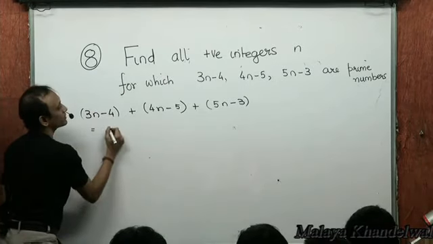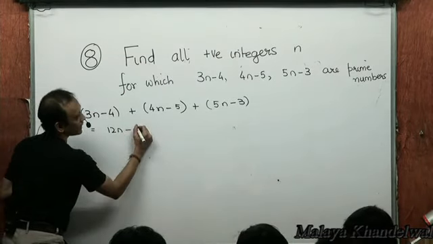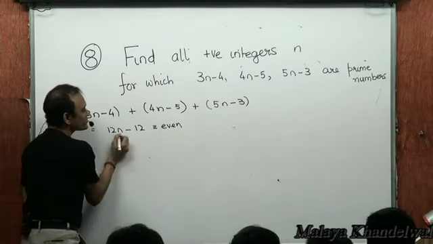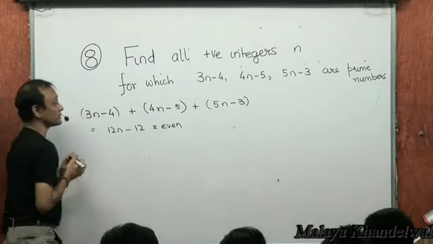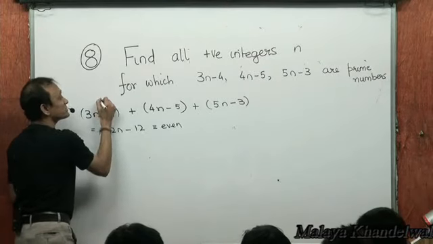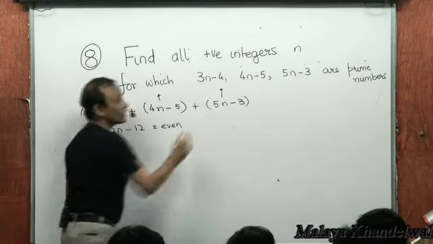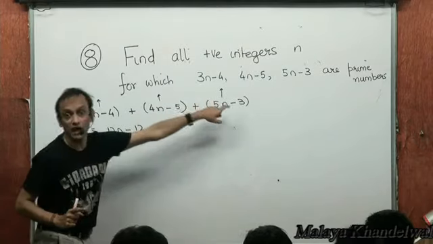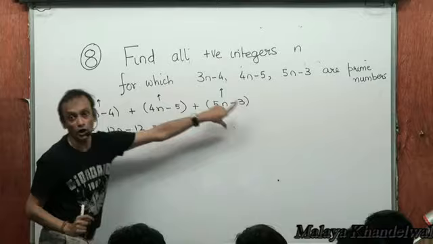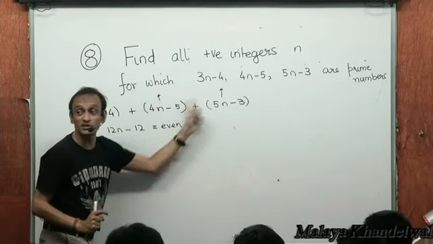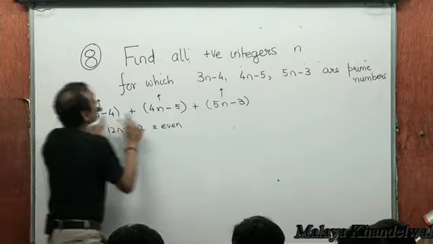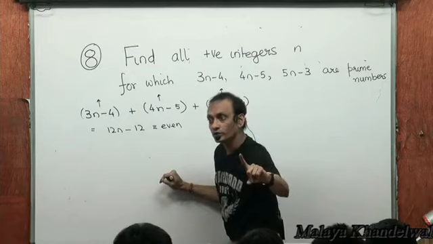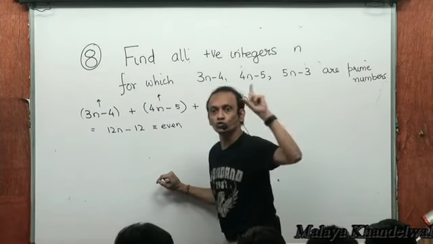What does it turn out to be? 12n minus 12, which is an even number, because this is divisible by 2. Now, if these are all primes and none of them is 2, then they must be odd primes, and the sum of 3 odd numbers cannot be an even number. That means conclusion number 1, one of them would have to be 2.